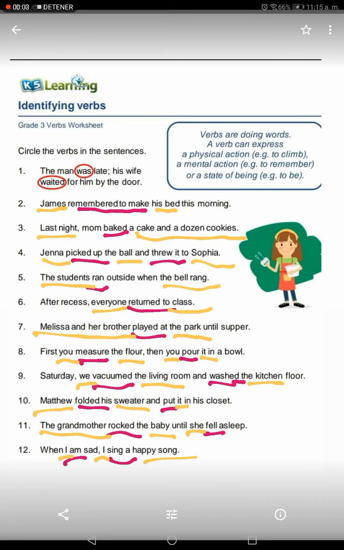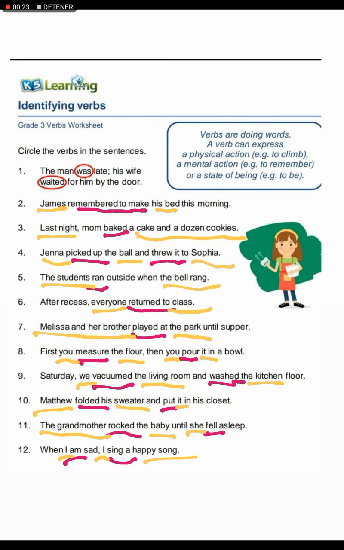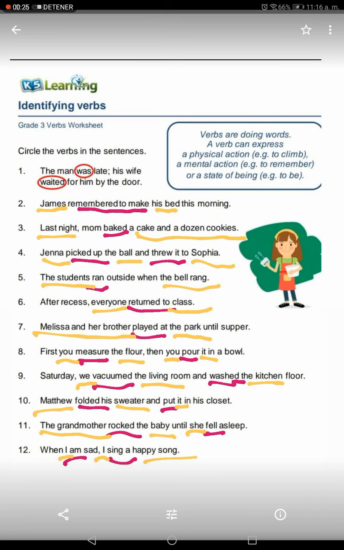So today's lesson, we're going to start by checking the exercises that we did yesterday, the ones that were about verbs and interjections. So this first exercise was about verbs. You have to identify the verbs in all of the sentences. So for example, in number one, we have circled the verb was and the verb waited. So for number two, you have to choose or underline or circle the verbs.